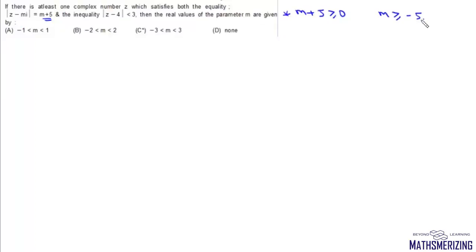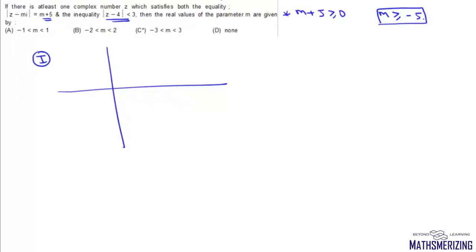to minus 5. Now from all the possible values of m, we'll exclude all those cases when these two regions do not have any point in common. So there can be two such cases. Case 1. Now first we'll consider this inequality region. Now center is at 4 and radius is 3 units. And since there is no equality sign, we'll draw this dotted circle.